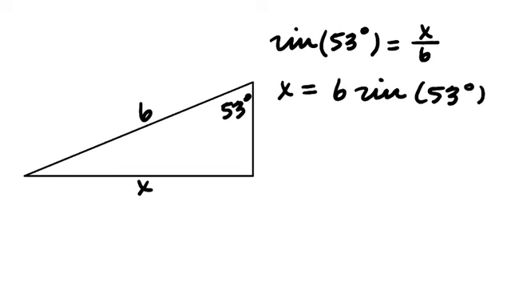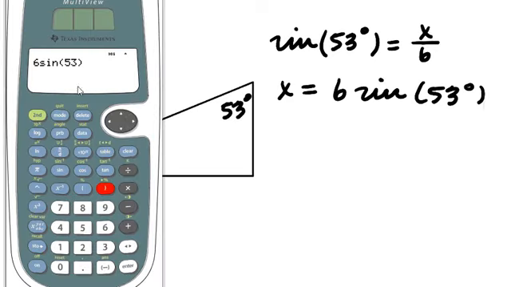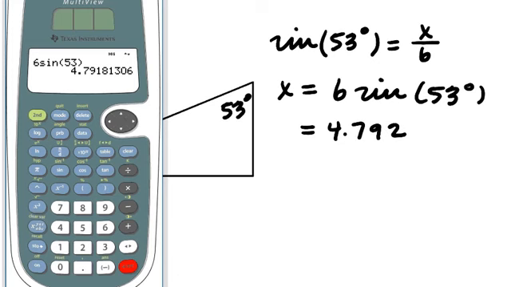And that's something we can bring in the calculator to help with. So here I've got 6 times the sine of 53. Make sure you're in degree mode. Press enter, and you get 4.792. These are the types of classic trigonometry problems that you can really safely expect to see on a quiz next time.